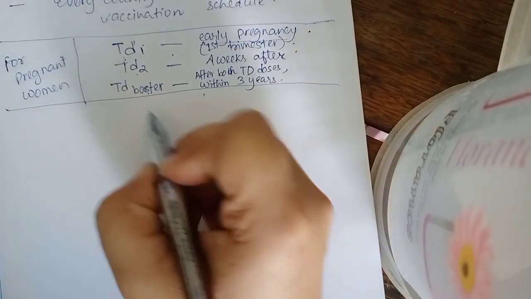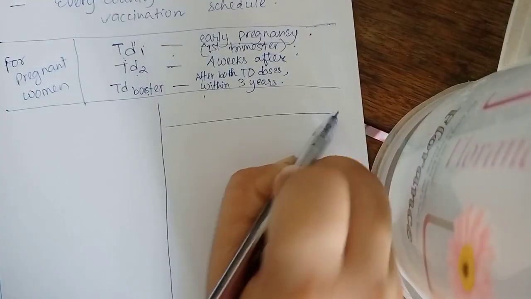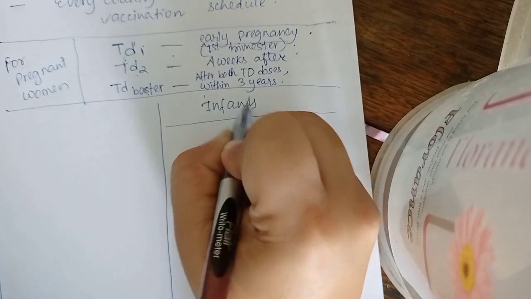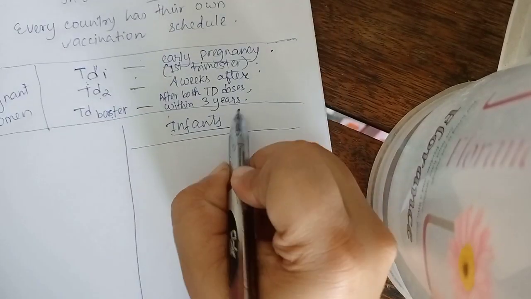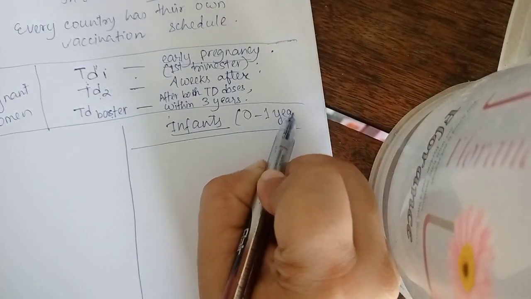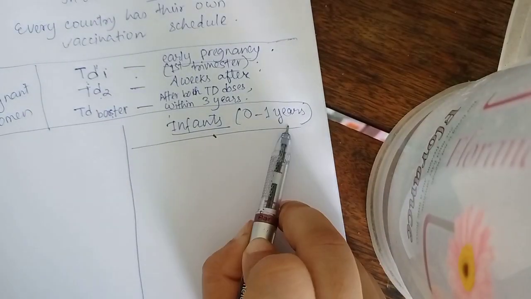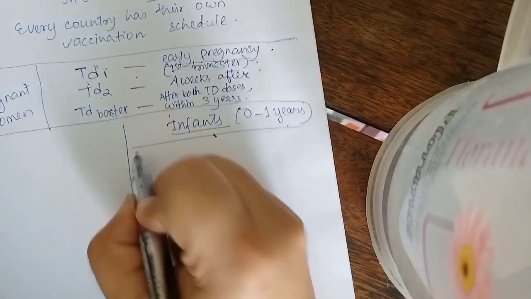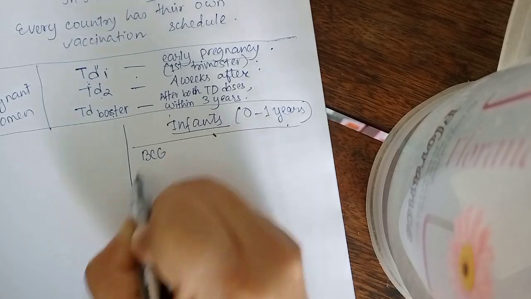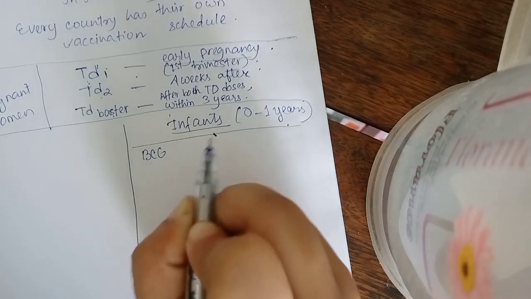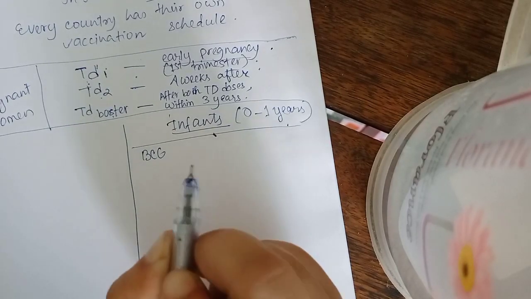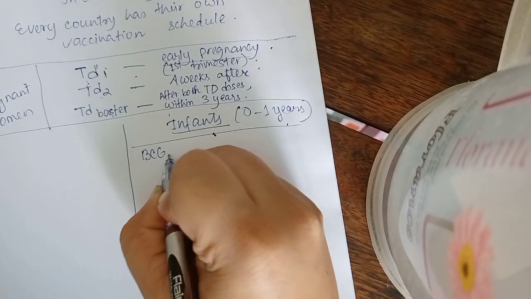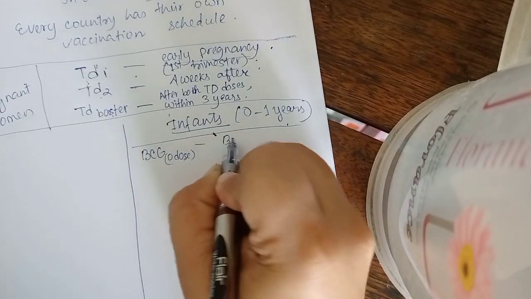Now coming on to the vaccines available for infants. We know that infants are from birth to 1 year of age. So for the infants, what are the vaccines available? First is BCG, Bacillus Calmette-Guerin vaccine. BCG is given for tuberculosis. BCG 0 dose; 0 dose means it is given at birth.